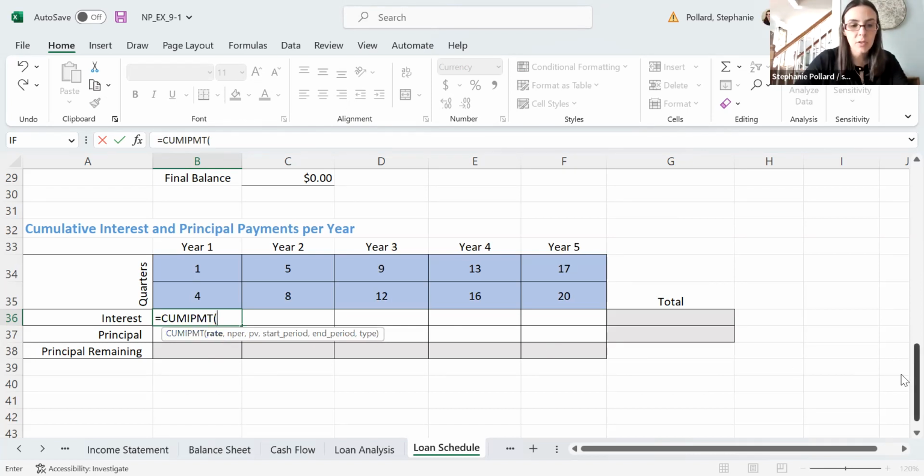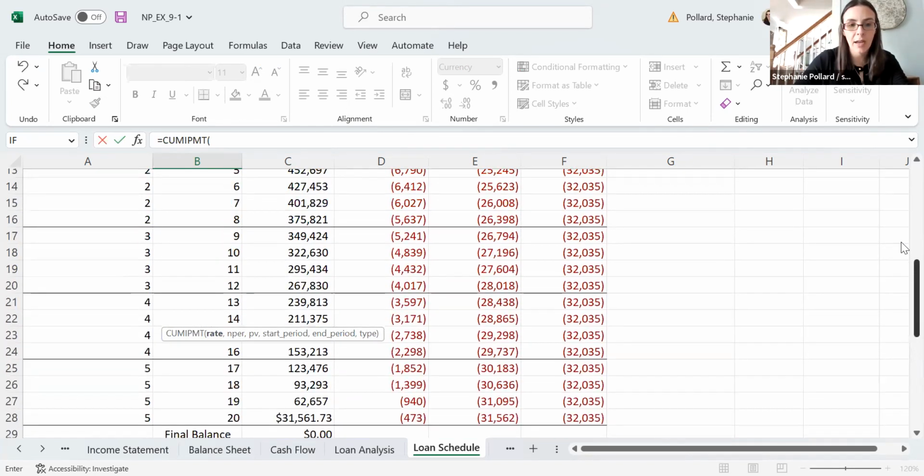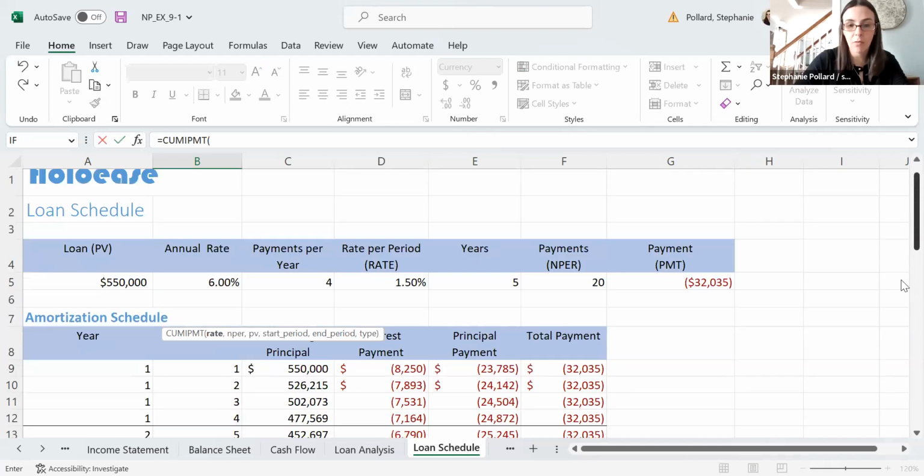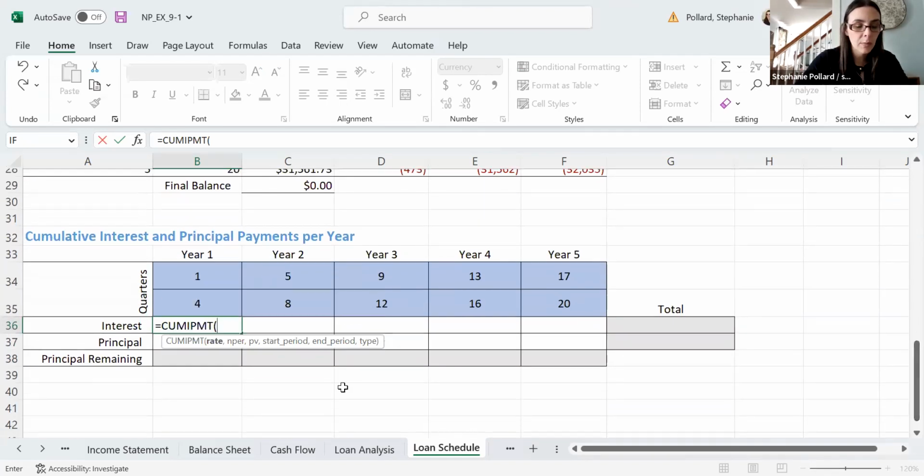Now I do have to do some scrolling up, but I want you to note that I'm using the same cells that I have been already. So what I'm going to put here for my rate is, again, I'm going to fix cell D5, which is that 1.5%. My NPER should be that 20, right? I'm going to fix that as well. The reason I'm fixing them is I'm going to copy them, and I don't want those cells to change. I want them to stay as they are.